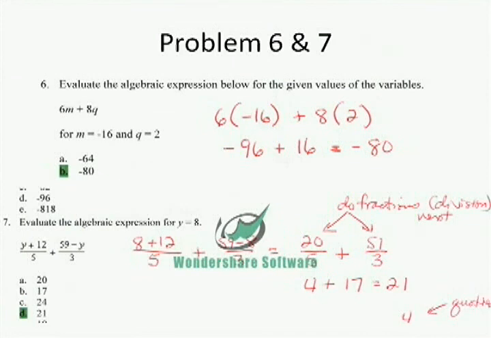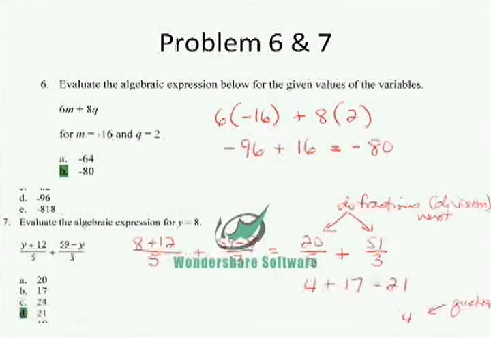And number 6, it has an algebraic expression, 6 times m plus 8 times q. And then it says for m, if m equals negative 16 and q equals 2. So basically it's saying substitute those numbers in. Where you see m, put minus 16. And where you see q, put 2. So I rewrote the problem: 6 times minus 16 plus 8 times 2.